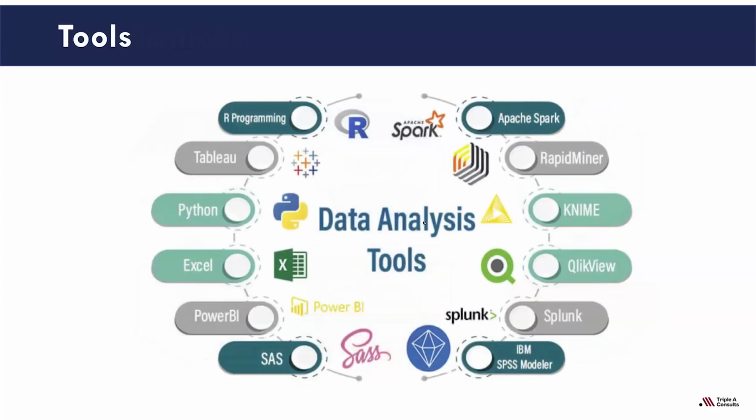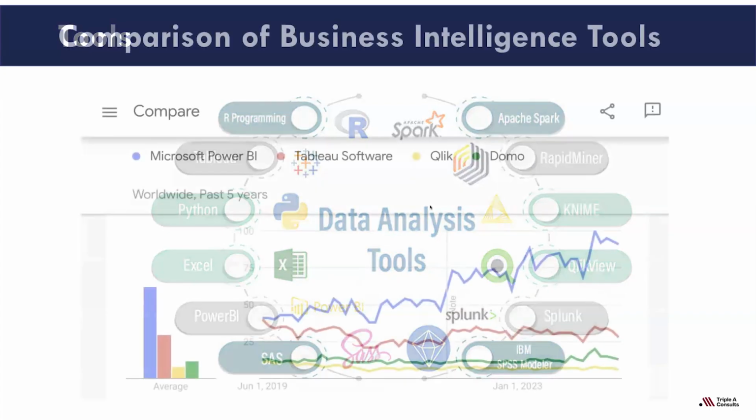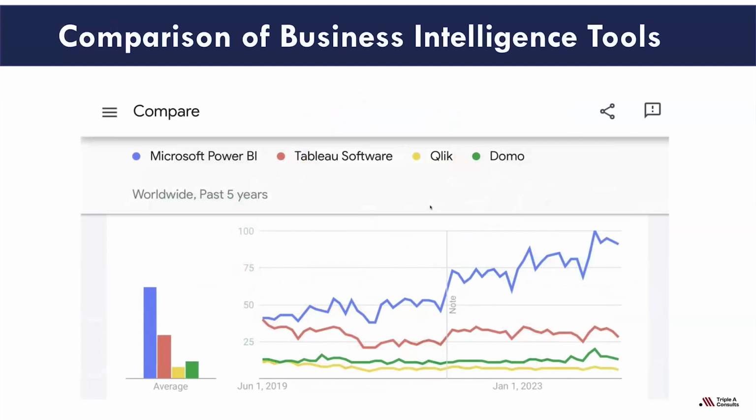So some of the tools that we use for data analysis are basically things around R programming, Tableau, Python, Excel, Power BI, SPSS, SAS, Splunk, Apache Spark, and a couple of other tools that we use in data analysis and data science. So these tools are very important, and they are tools that we can use to help us to be able to flourish in that space.